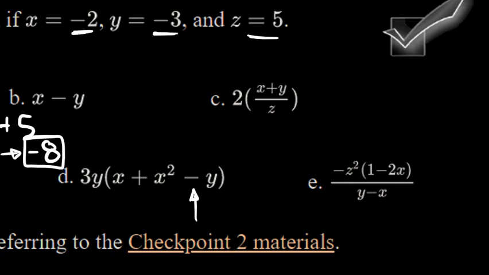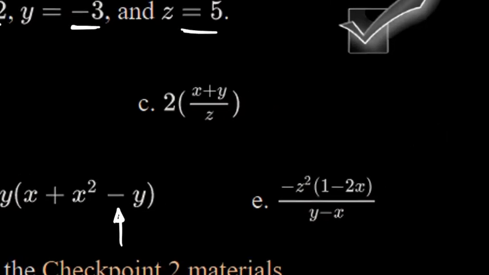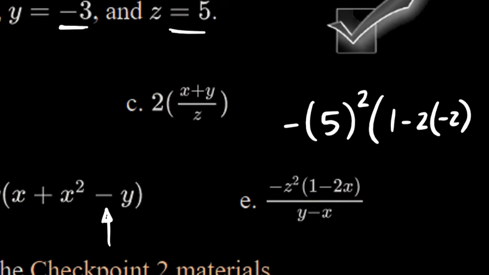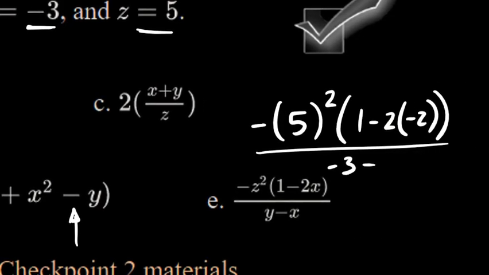So let's do E. E says it's the opposite of Z squared. So I've got a negative that's outside, and then here is a place to hold Z. Z is a positive 5. I'm going to square that. Then I'm going to multiply that result by 1 minus 2 times x, where x is a negative 2. And then we're going to divide that entire thing by y minus x. Y is negative 3, and I'm going to subtract from that x, and x is negative 2.